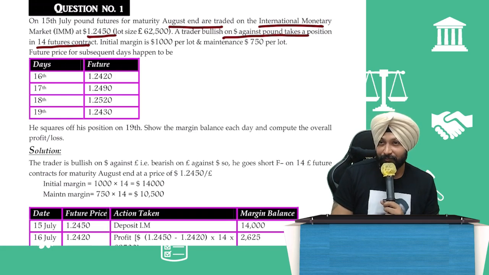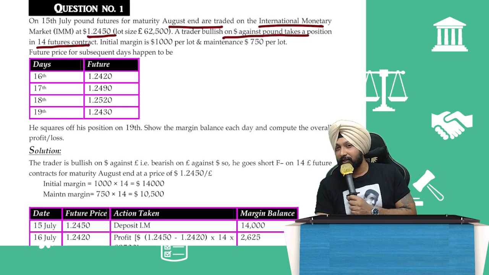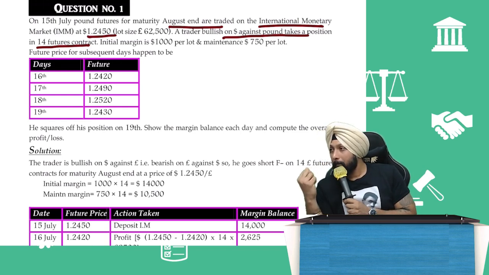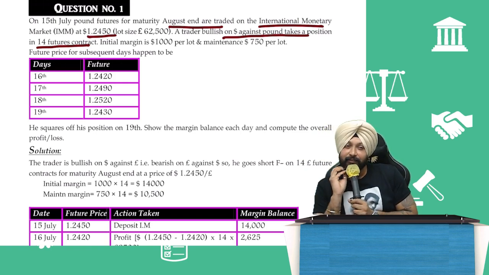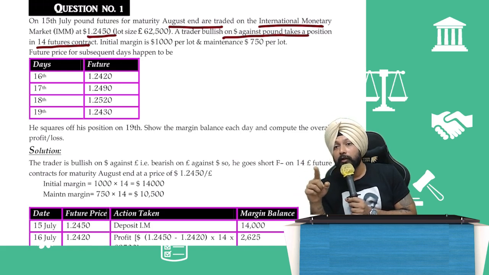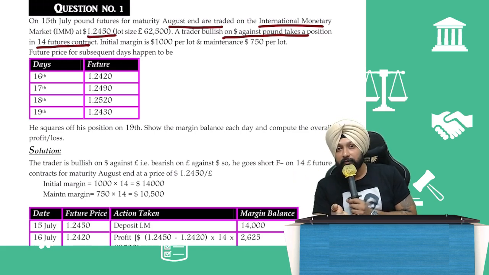Long. Acha. I told you, if I ask a question, if you have an answer in less than 2 seconds, better give the other side. But he already said long. And it is wrong. You are bullish on dollar. But what futures are available? Pound. Some is very clear about it. You are bullish on dollar, but pound futures are given, so you have to go short.